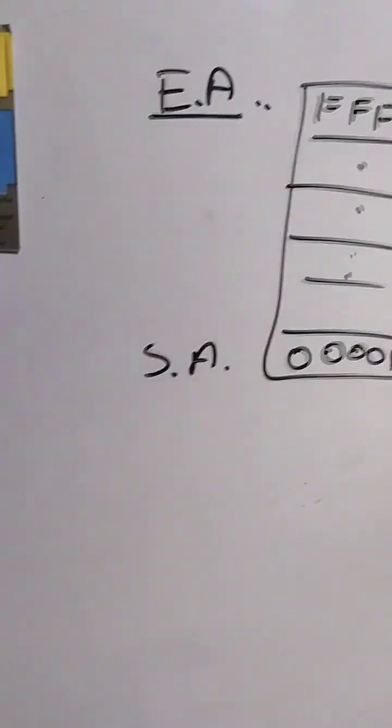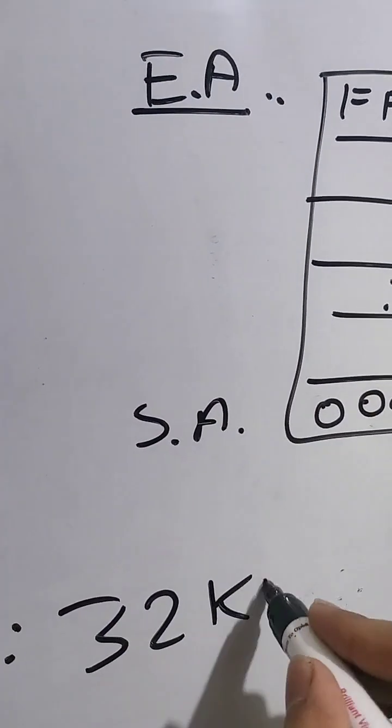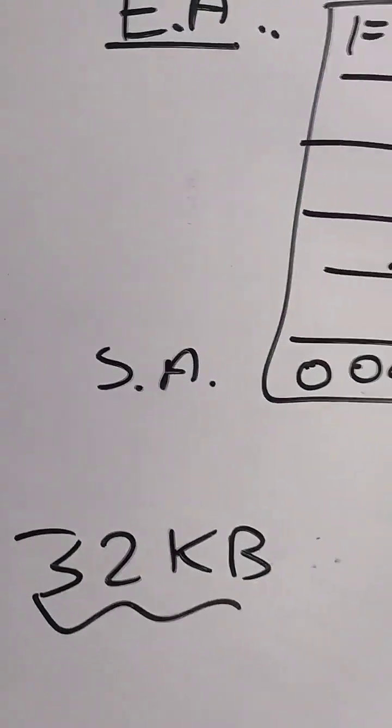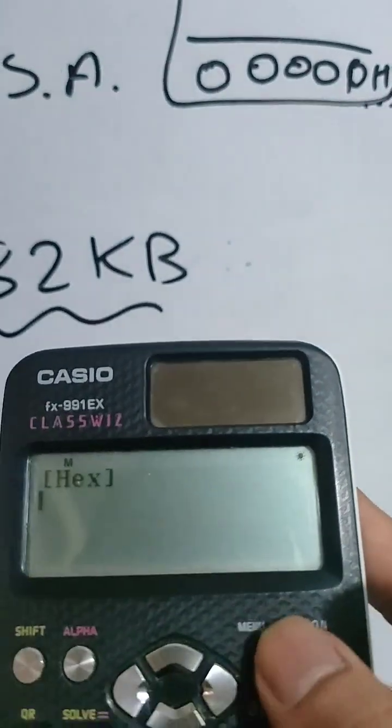Let's start with the RAM. Okay, so RAM, we have a total size of 32 KB. Now, can we convert this into hexadecimal? Yes, we can. The calculator should have a mode for that.